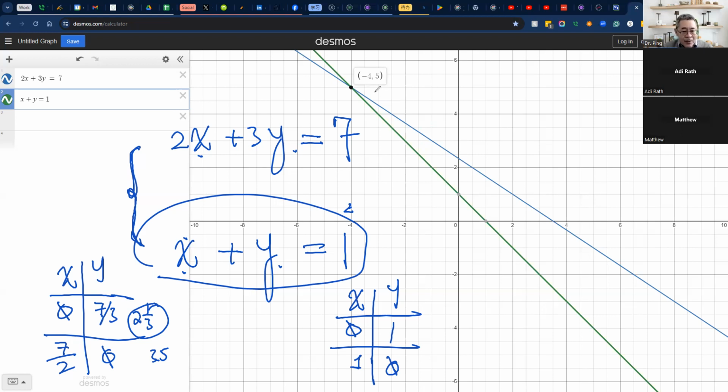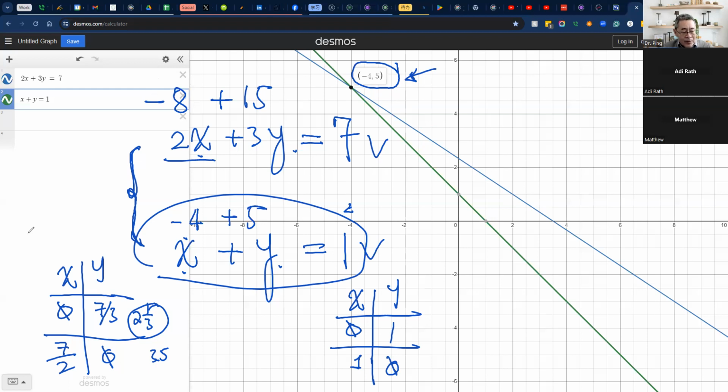Okay, and we can check and see if that point is a solution. Basically, we can plug in x is -4, y is 5. -4 plus 5 is 1. That's good. On this one, 2 times -4 is -8, and 3 times 5 is 15. -8 plus 15 is indeed 7. So we can check on both. So that's the way we know this is the right answer.